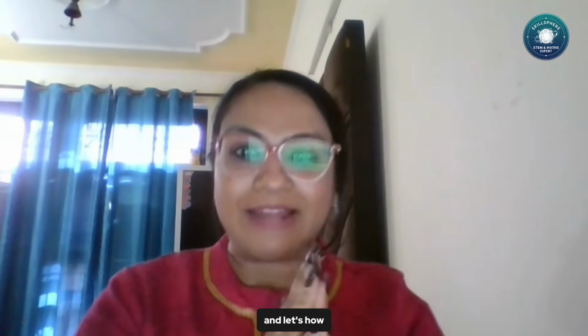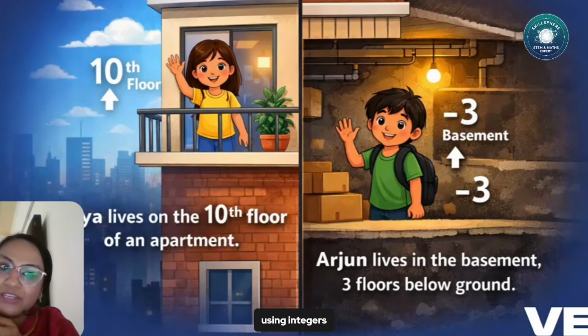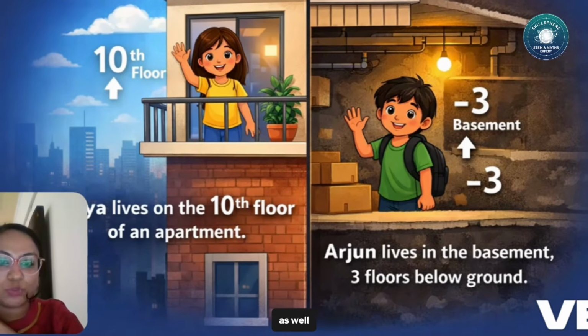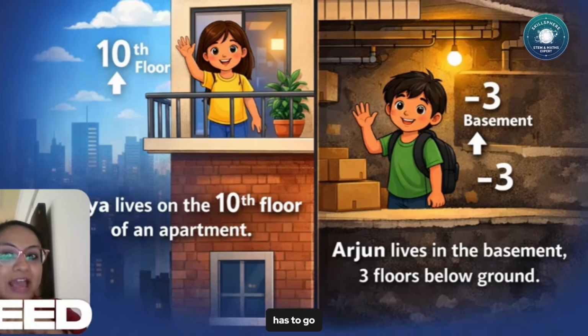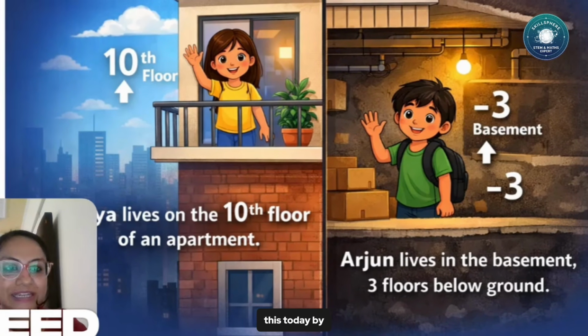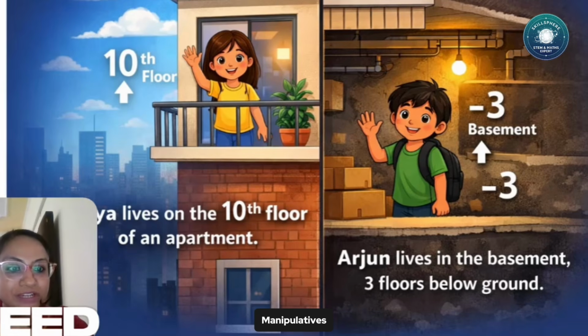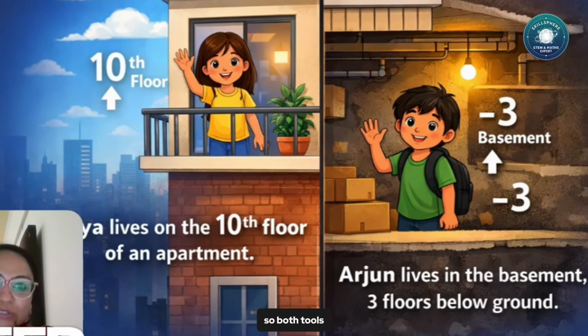And story is the best way to communicate, so we'll share it with you through a story. Let's begin and dive into the integer story, and meet Riya and Arjun, the best example of using integers in teaching and learning. Arjun will go to the left, and then how many floors does he have to go up to meet Riya? Let's learn this today using virtual manipulatives. We'll use a number line and integer tiles as well. Both tools can be used.